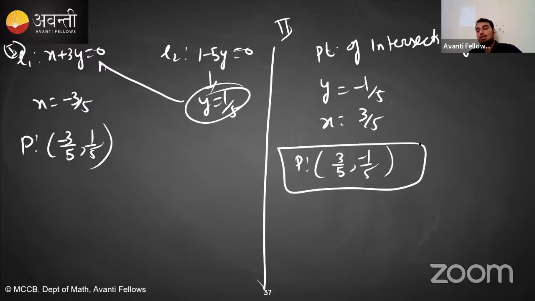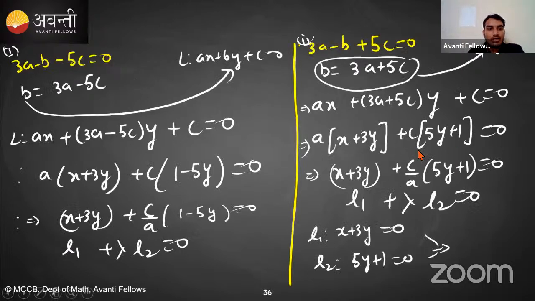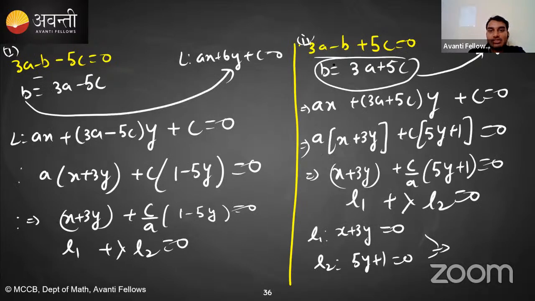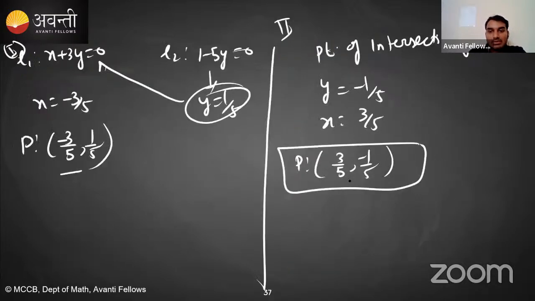Is this clear? So it means the line always passes through one of the two fixed points. Why one of the? Because if 3a minus b minus 5c equal to 0, then the line will pass through this point, and if this other relation is true, then the line will pass through 3 by 5 comma minus 1 by 5.